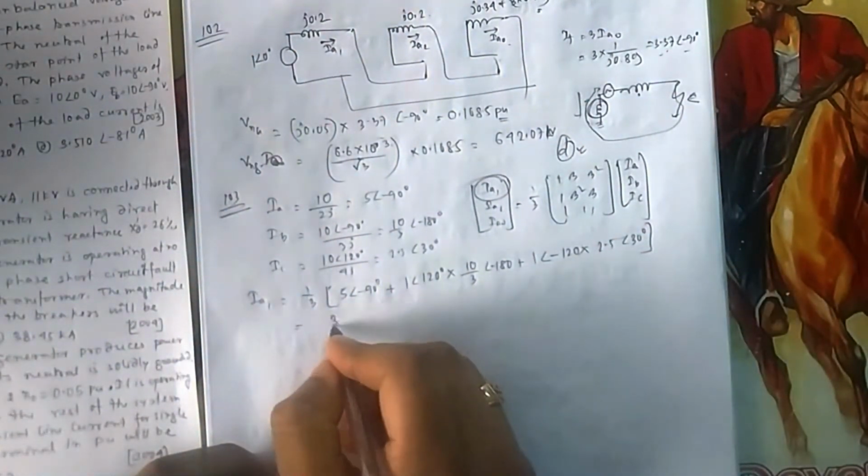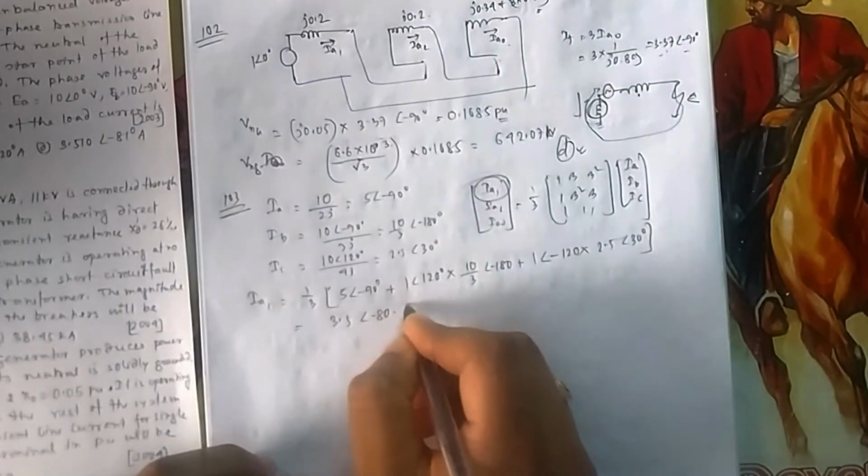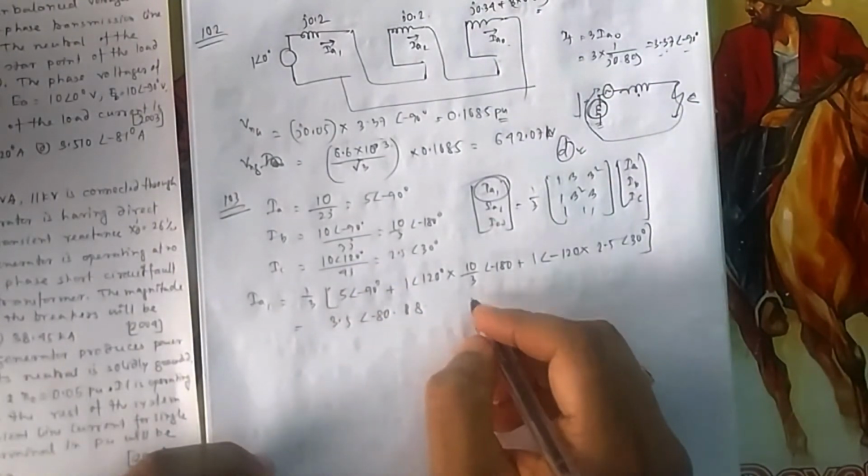So if you calculate, you will find it is 3.8 at an angle of minus 80.88. So that is your option D.